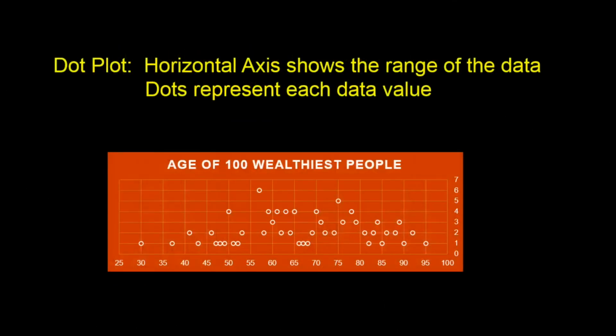Another way to summarize the data would be to use a simple graphical tool called a dot plot. Here, a horizontal axis is used to show the range of the data, and the dots represent each data value. There should be 100 dots on this graph, and you can see the dot furthest to the left is on 30, and the dot furthest to the right is on 95. So that represents the youngest and oldest people in our data set.